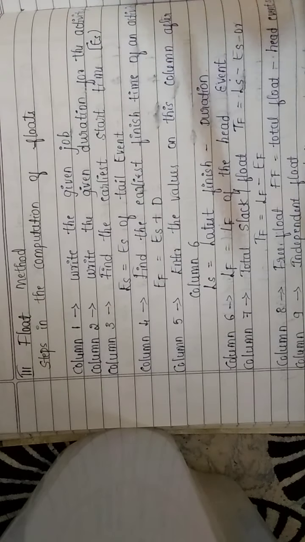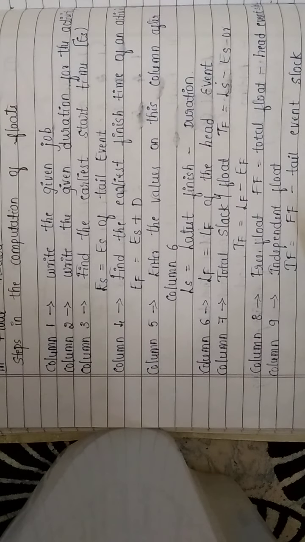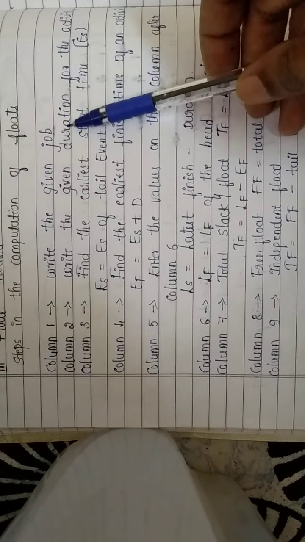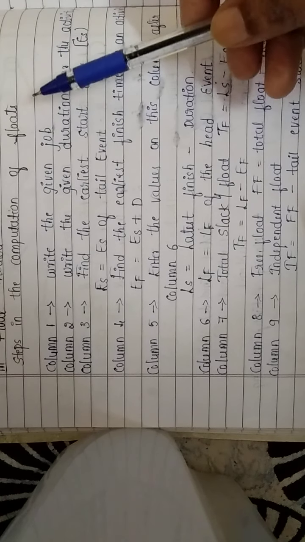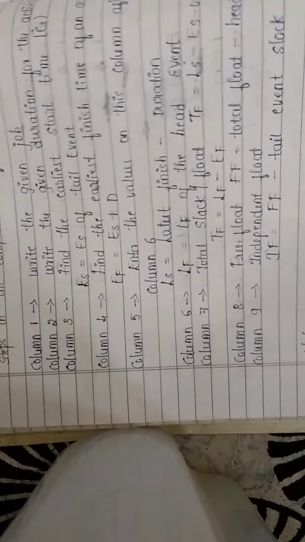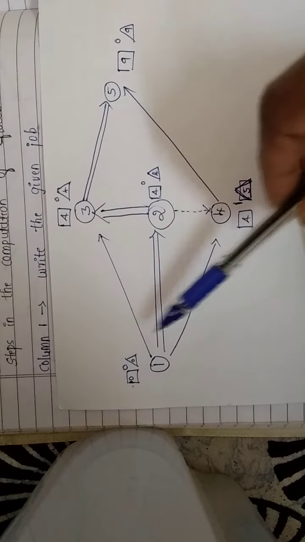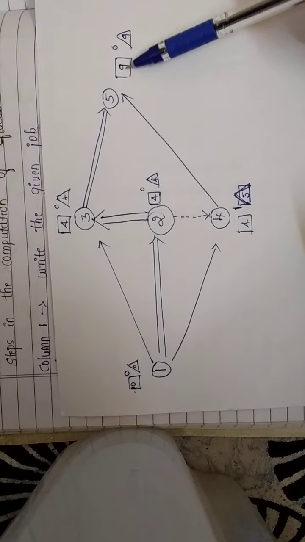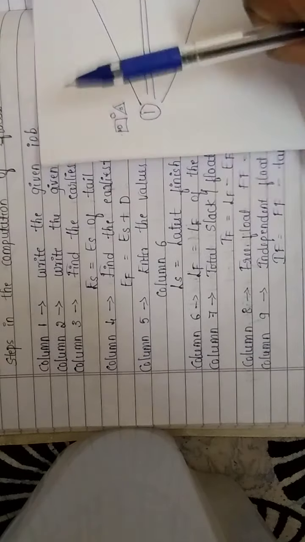9 columns have to be drawn. It is very clearly given here. I will just run through and explain to you while I am working out the columns. First column is write the given job. You will have so many jobs to be done, which will be there in the network diagram. When you draw the network diagram, there will be a series of jobs which need to be executed: 1 to 2, 2 to 3, 3 to 5, 2 to 4, 1 to 4 and 4 to 5. These shall be taken care of, and they will be written in column 1.